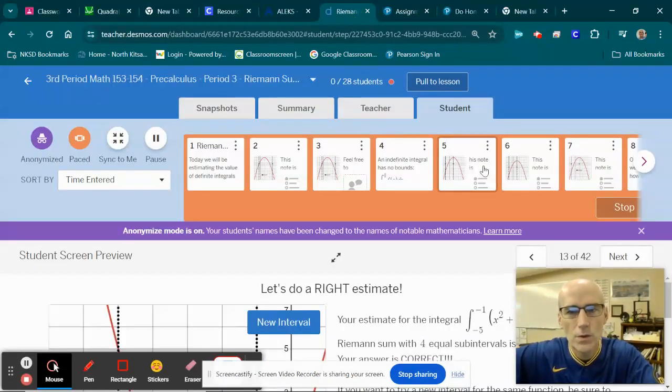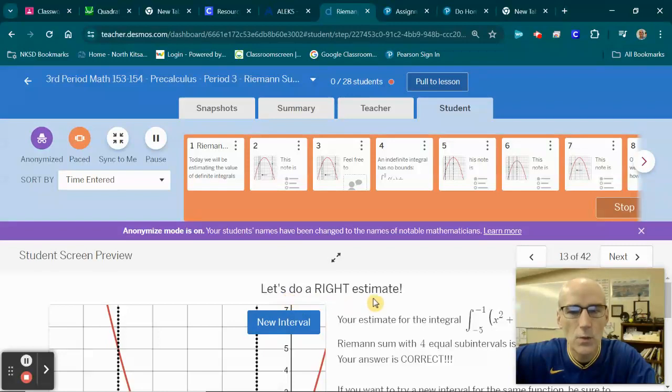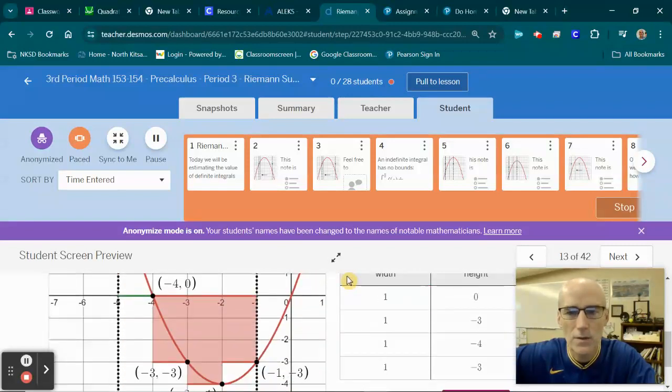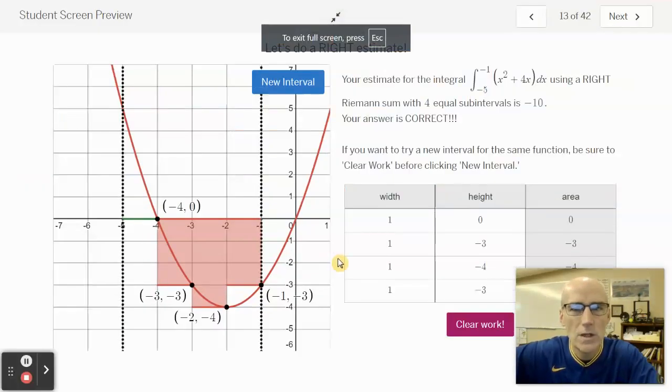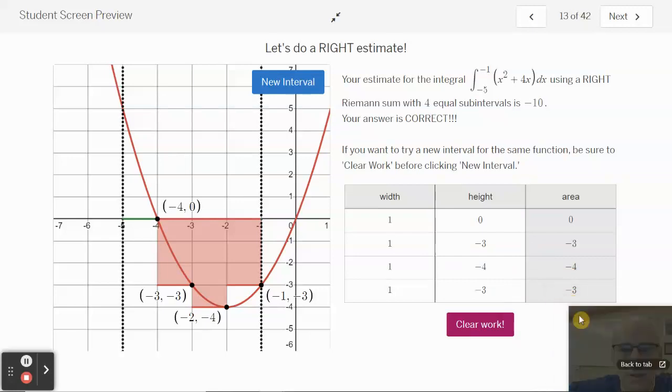Yesterday, we were doing this Desmos activity and we had this kind of situation. Let's do a right estimate, right rectangle estimate. So if we zoom in, this was slide 13. You can see that I've put all the numbers in correctly. So let me explain that a little bit.